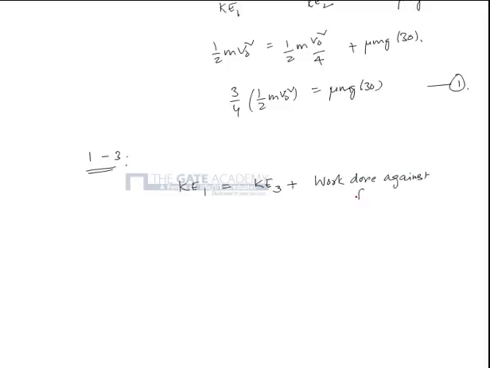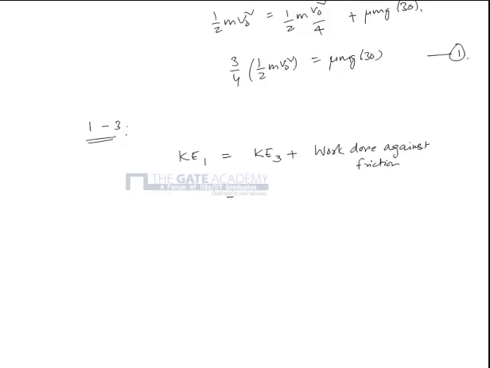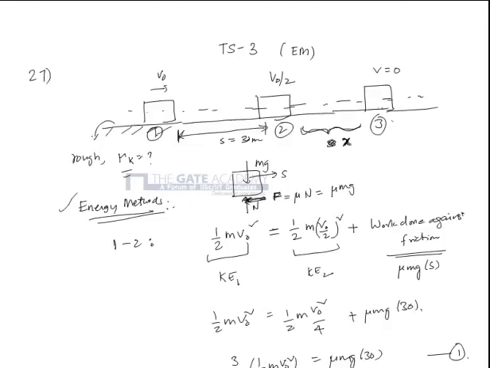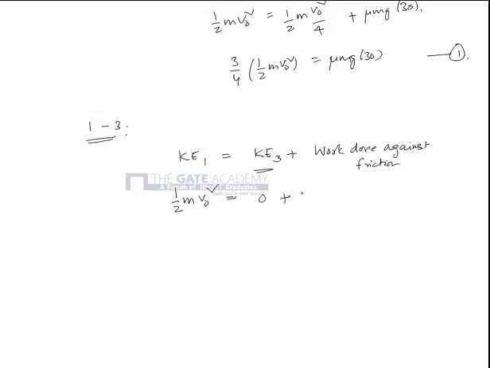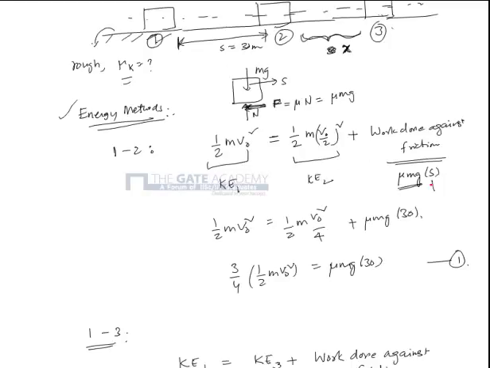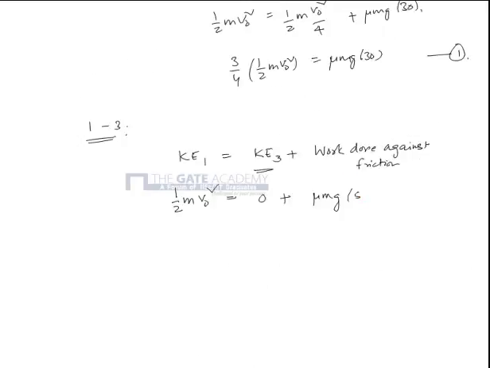While writing out the work done against friction, always remember how much is the distance traveled. KE1 is half m v0 square. Now KE3: it comes to rest, so the velocity is 0 and KE3 is 0. The work done against friction is mu into mg as the force, and the distance traveled here is s plus x, that is mu mg into (30 plus x). We are supposed to find out how much is x. So this is equation 2.